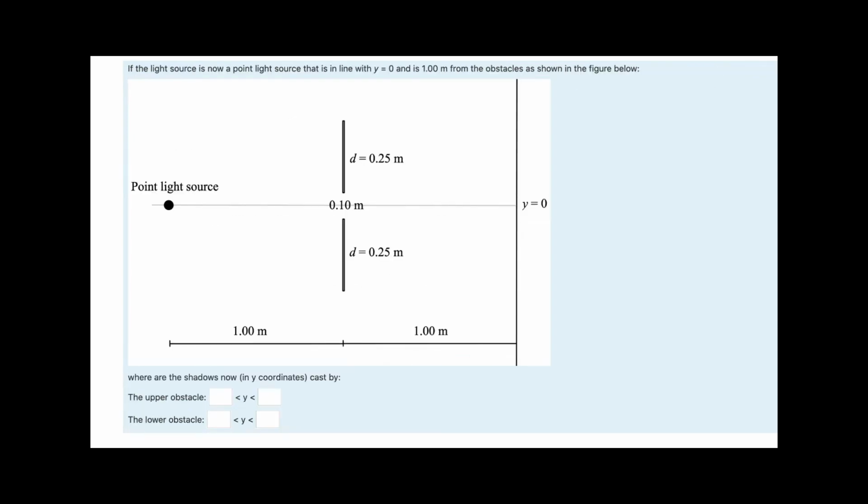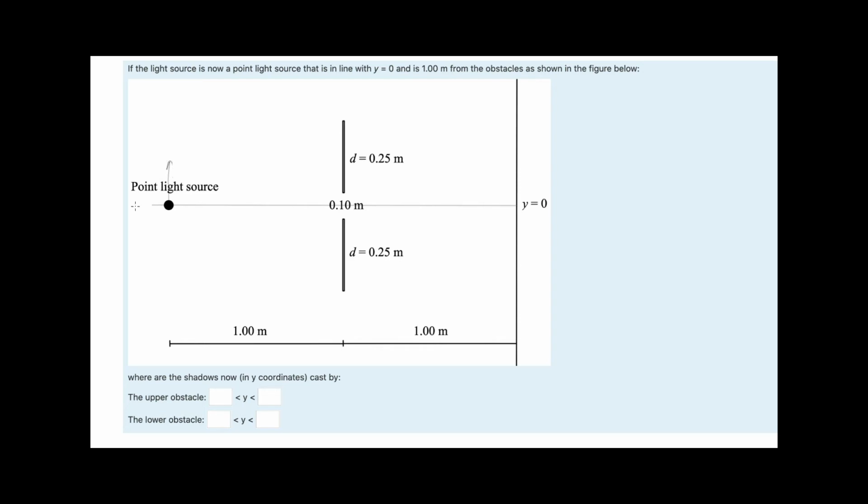Okay, so then this next part is similar but different. So now we have the exact same thing, except we have a point light source that is 1 meter away from the obstacles as shown in this figure. Where are the shadows now cast by the upper obstacle and the lower obstacle?